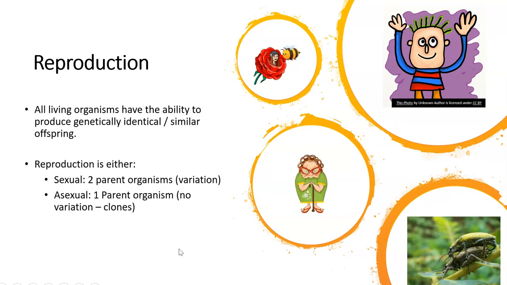All of our biotic organisms reproduce. They have the ability to produce genetically identical or similar offspring. There are two types of reproduction. It can be sexual, where they have two parent organisms. In this case we get a slight bit of variation in terms of genetics, because you get the genetics from both of the parent organisms. Asexual reproduction only has one parent organism, so there's no variation in the genetics, and therefore that's where we get clones.